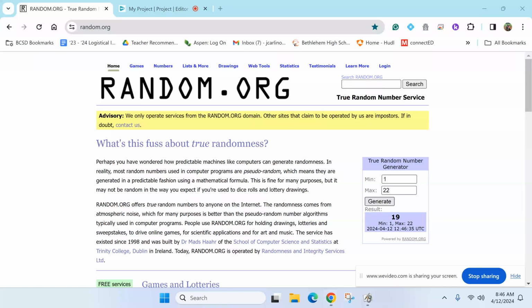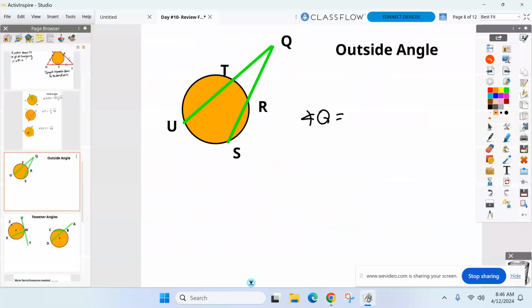Cormac? US minus TR divided by 2. Good. The arcs in between get subtracted. Arc US minus arc TR, divided by 2. Angle on the outside, we subtract. A floater, we add them. Good work, good work.